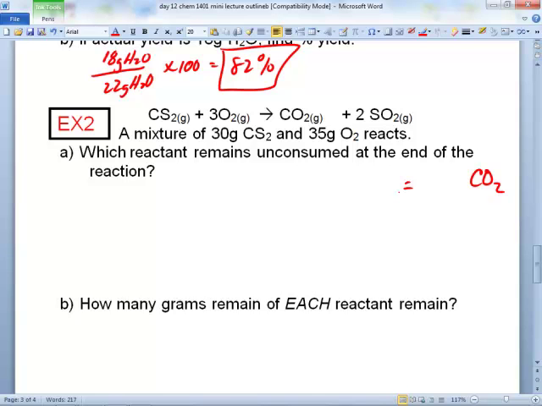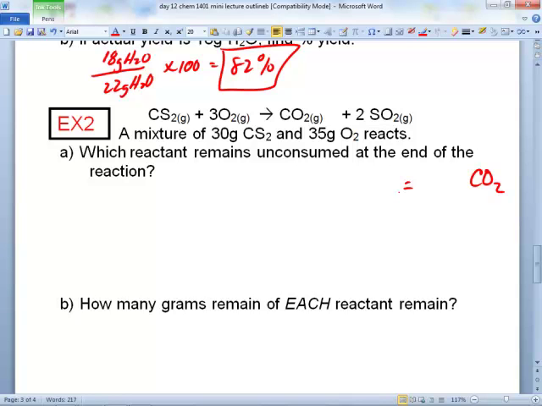Yeah, but they're talking about reactants, so it's right. So you can't save any time. So try it. Pick a product, and you can convert to grams of that product or moles of that product, but just do it the same way for both reactants, the 30 grams of CS2 and the 35 grams of oxygen. Otherwise, you can't compare. You can't pick the smallest number.